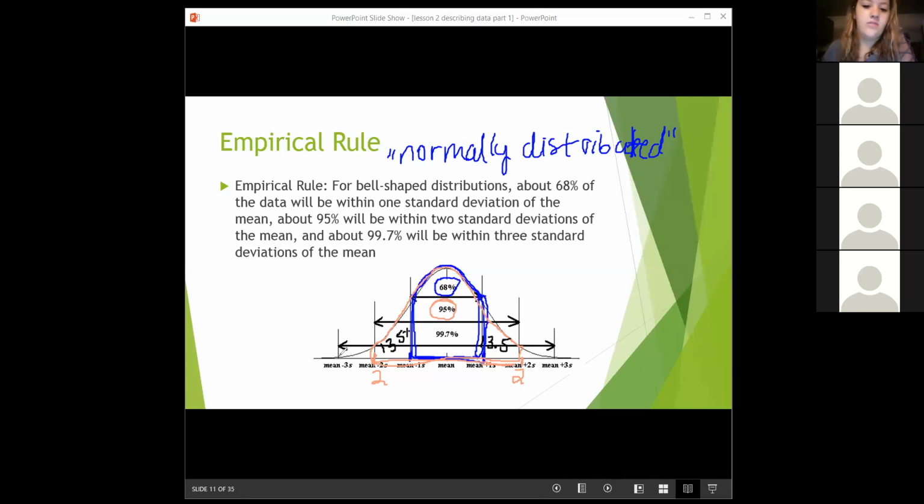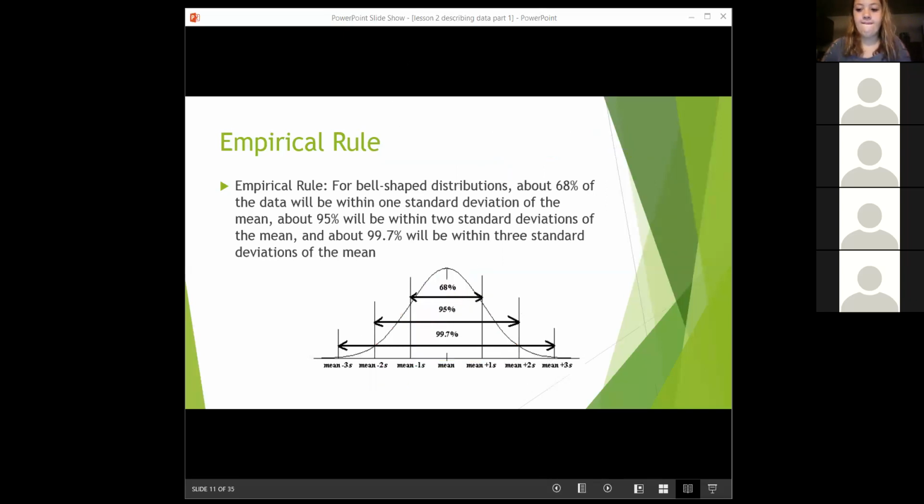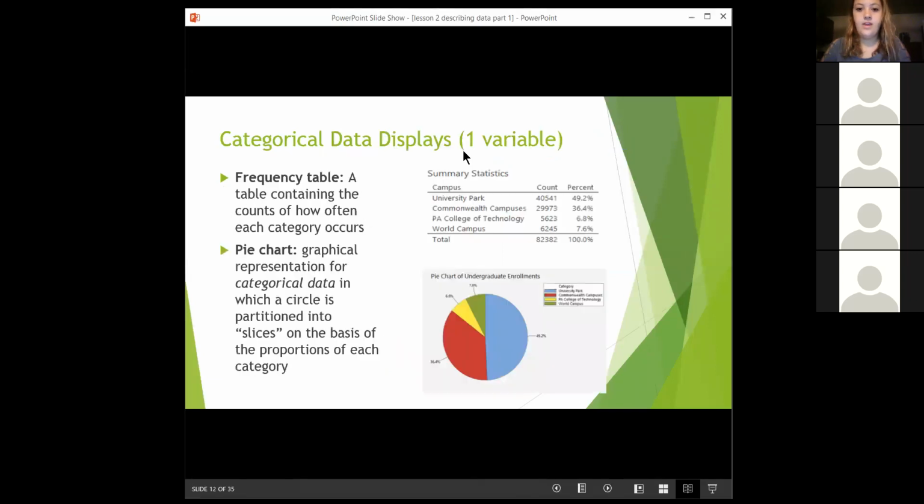And so on and so forth, between plus or minus 3 standard deviations, we're going to have 99.7% of the data. So it's basically almost everything. So that's where we get that from. Okay, so now we're going to talk about categorical data displays.